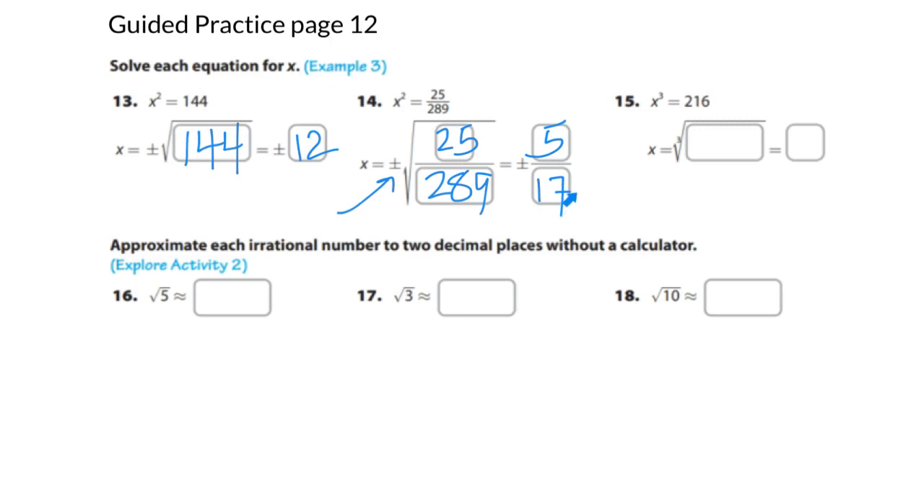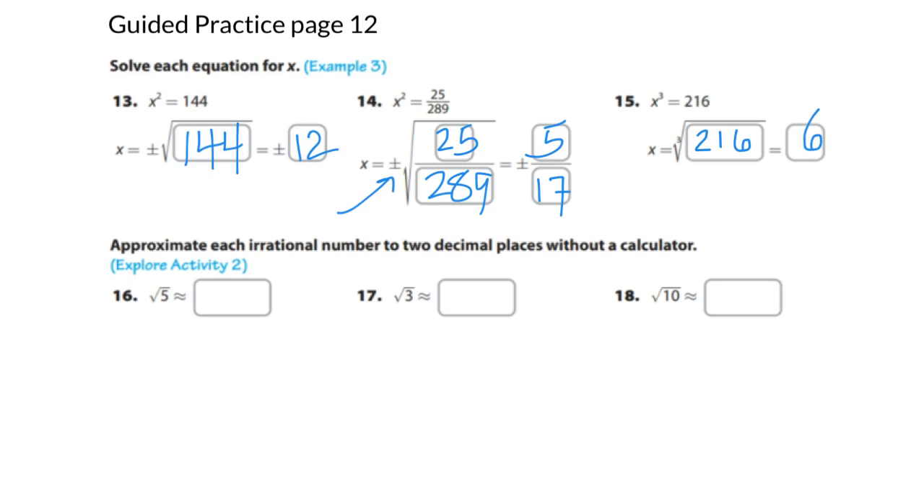Alrighty, and then cube. So the number is going to be used 3 times. What number is used 3 times to get 216? So what number is multiplied by itself 3 times? That would be a 6. 6 times 6 is 36. 36 times 6 is 216. Alrighty. Remember, you can slow these down and back them up if I'm going too fast.